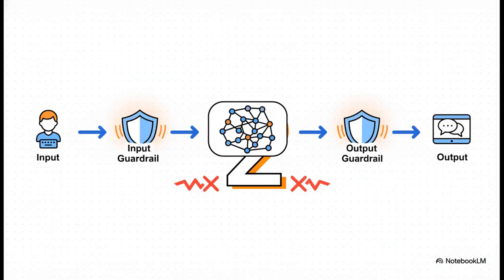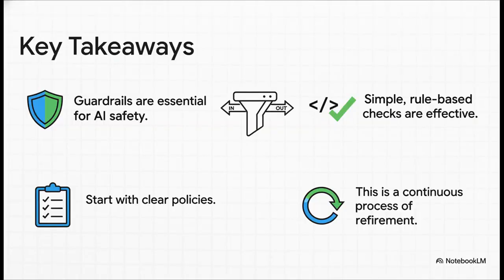Look, if you remember just one thing from this whole explainer, let it be this number, 2. You need 2 guardrails, one for the input and one for the output. If you only protect one side of the conversation, you're leaving a massive door wide open. A complete safety system means securing the entire journey of data, from the user to the model and all the way back again. So let's wrap this up with the key takeaways.